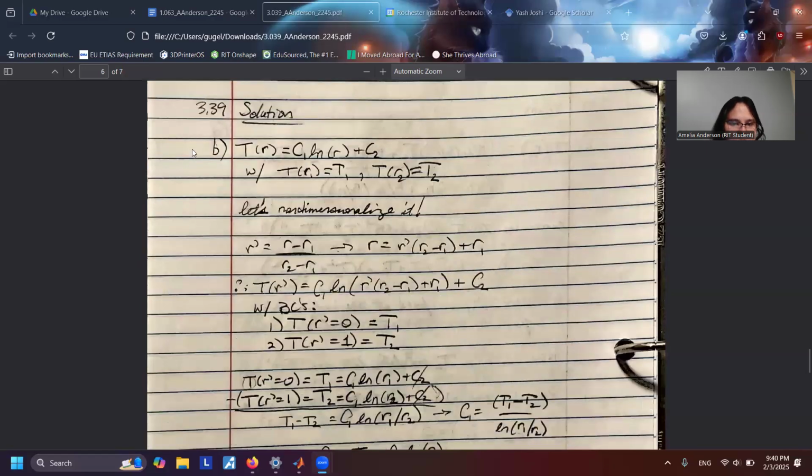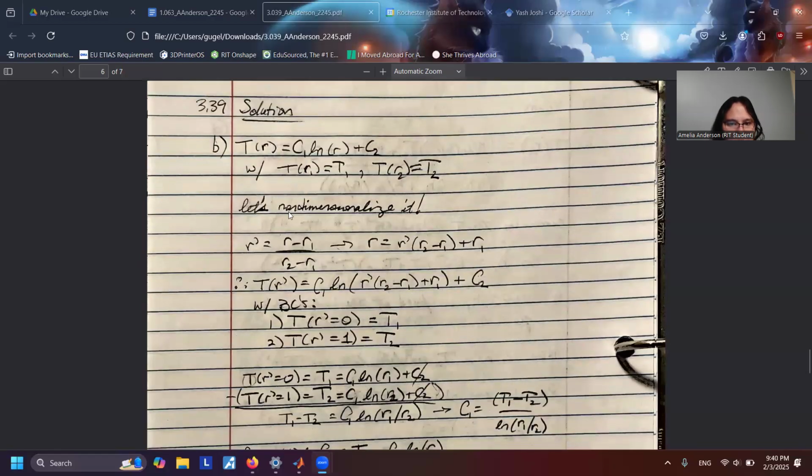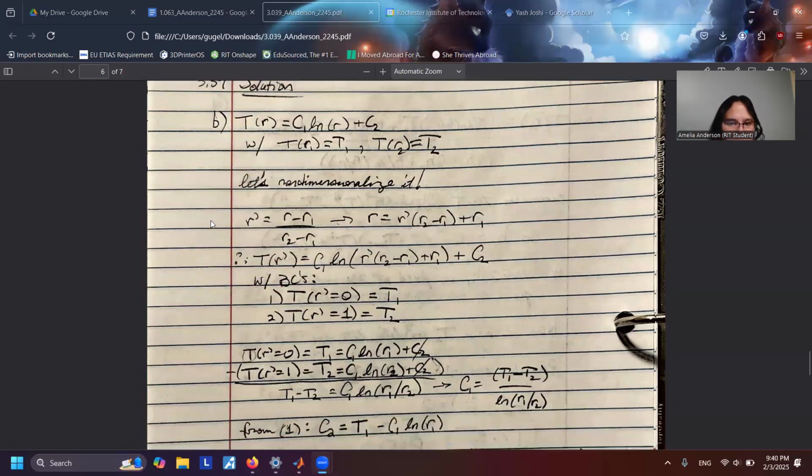To continue this solution, again, this is a quick recap because I was changing pages. So if we non-dimensionalize it now, we've got our R' is equal to (R minus R1) divided by (R2 minus R1). So it's expressing the fraction of the distance between R1 and R2 that we've actually passed through at that point. It's linear interpolation again. If you think about it that way, it might help you, not sure.